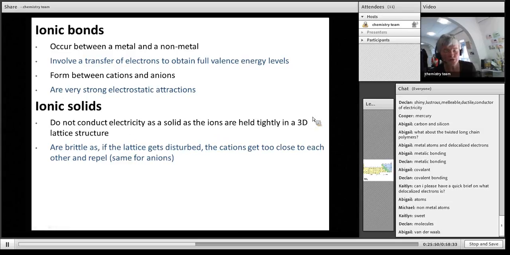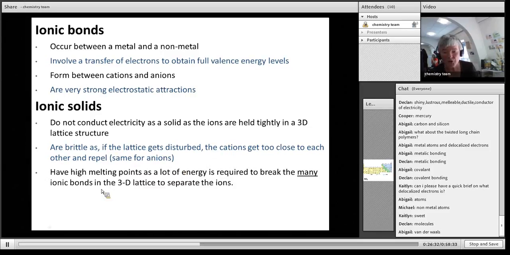I find a lot of students leave out words like 3D. Use that 3 dimensions. It shows that you've got lots of attractions or lots of ions surrounding it, not just 1 or 2. Okay, macro property, brittle. Micro, the explanation, the lattice. If you disturb it, like put a hammer on it, you can shift the layers, but then what happens, unlike metals, a cation will get close to an anion, there'll be repulsion now instead of attraction, and so it'll all fall apart. So instead of being held together, it's now going to do the opposite.